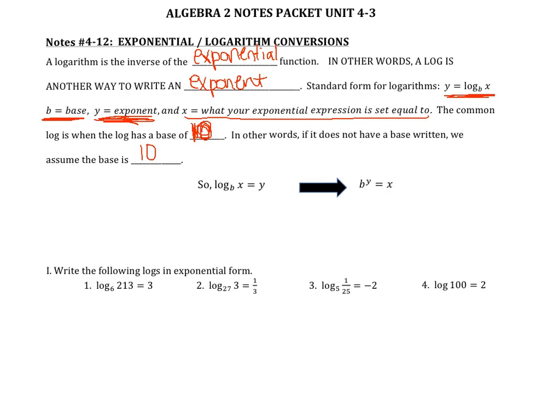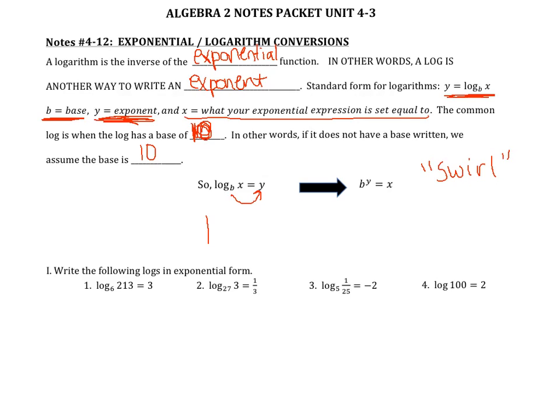So let's look at how we're going to convert back and forth. So here's our log expression. Log base b of x equals y. We're going to convert this to look like an exponent. Now to do this, I call this the swirl. We're going to swirl around the log expression to get it as an exponent. So we're always going to start with our base, which is b. So we're going to say b to the y power.